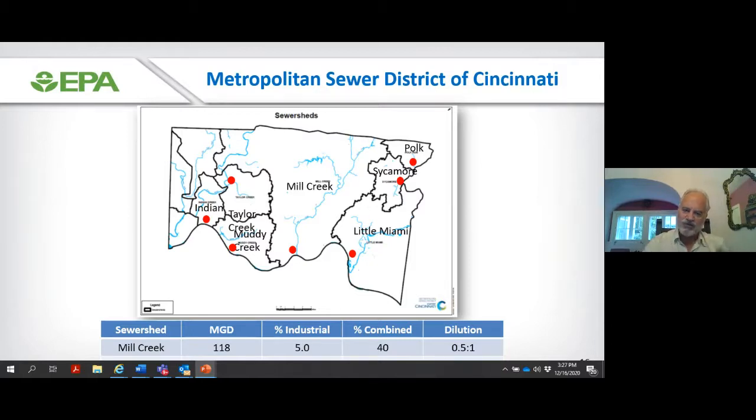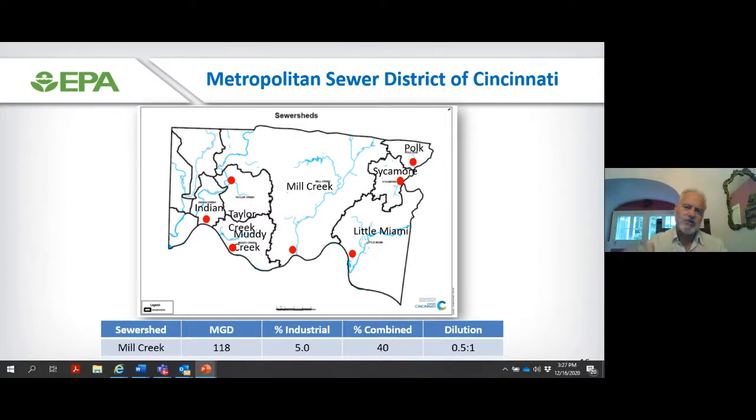And what this graph shows is that the basic city of Cincinnati pretty much overlays with Hamilton County almost exclusively. This is actually the outline of Hamilton County, but it also covers the Metropolitan Sewer District of Cincinnati.